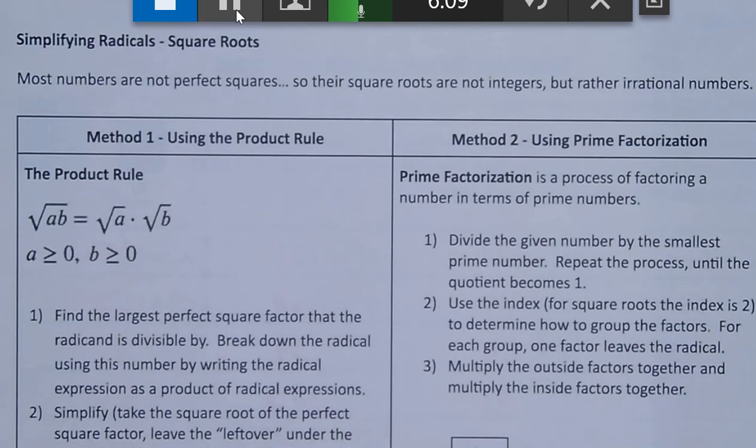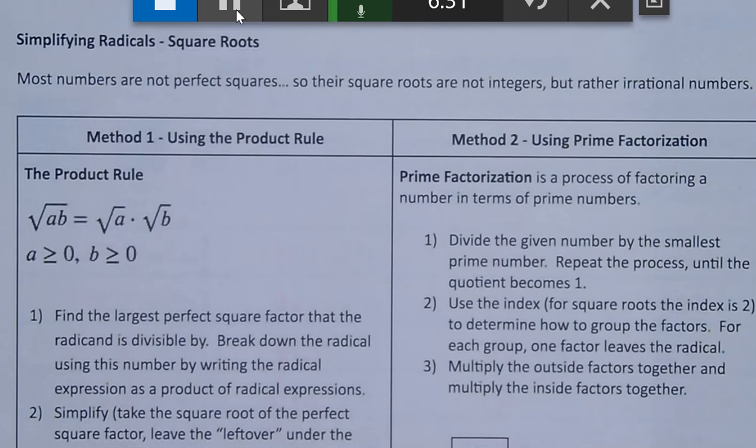Okay, so what we were just looking at on the other side of this page was a whole bunch of perfect squares. So you take the square root of a perfect square and you just get an integer. Okay, most of the time we're going to get numbers. There are far more numbers that are not perfect squares. So we're going to try to simplify those numbers that are not perfect squares.